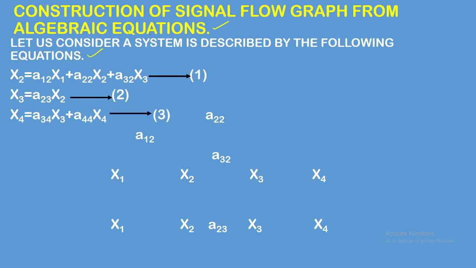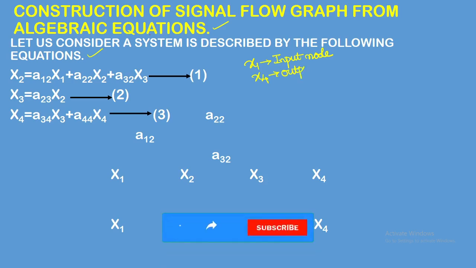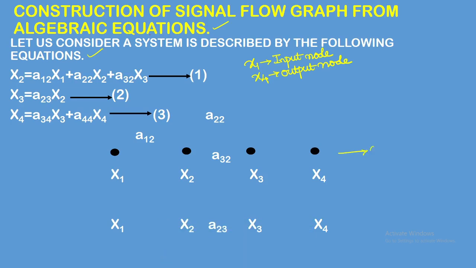First, I am going to take x1 as the input node and x4 as the output node, the output variable here. So let us represent x1, x2 and x3 first. Then for x2, that is equation 1, let us draw the signal flow graph.